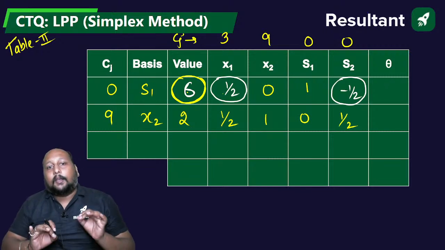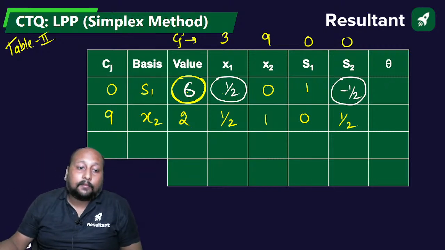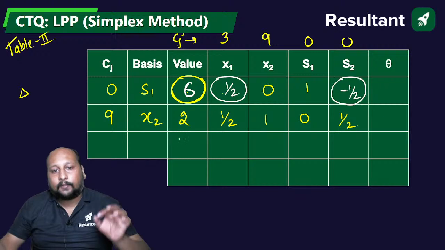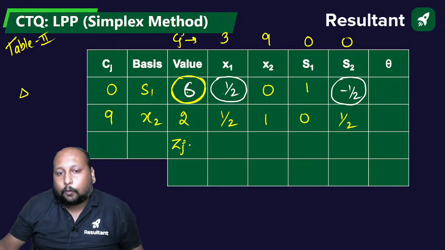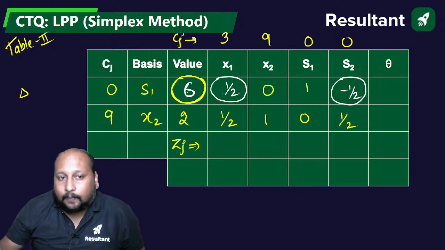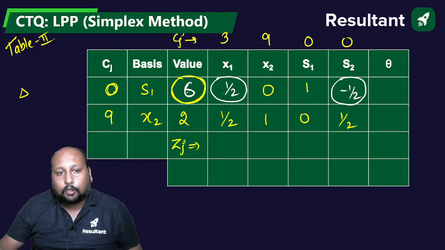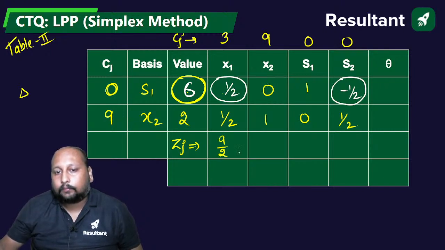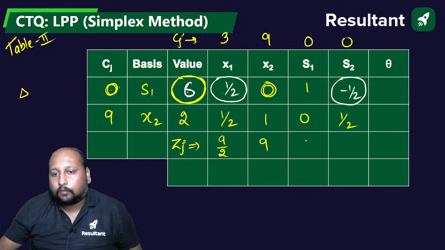अब हमें चेक करना है whether the solution that we are getting is optimal or not. उसके लिए क्या करना है? We have to identify the delta value. Delta value कैसे निकाले? First of all, identify the value of zj. What is zj? Zj is nothing but the multiplication of cj with the corresponding set value. So 0 into 1 by 2 plus 9 into 1 by 2, that is 9 by 2, है ना? यहाँ पे 0 into 0 plus 9 into 1, that is 9. 0 into 1, 9 into 0, that is 0. 0 into minus 1 by 2 plus 9 into 1 by 2, that is 9 by 2.